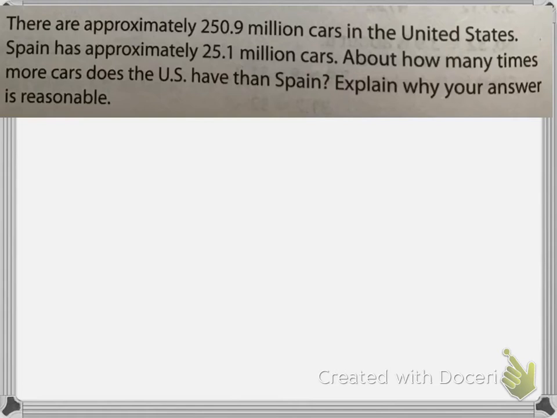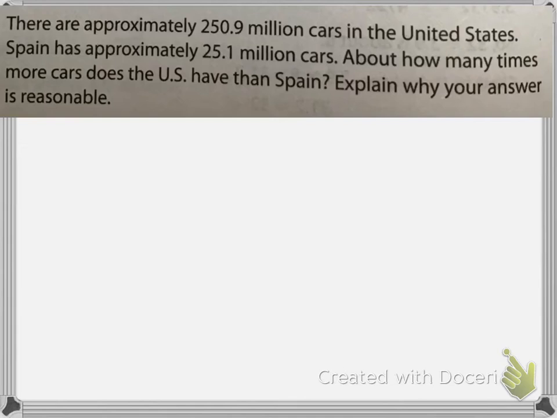What about this one? There are approximately 250.9 million cars in the United States. Spain has approximately 25.1 million cars. About how many times more cars does the U.S. have than Spain? So about how many more times?